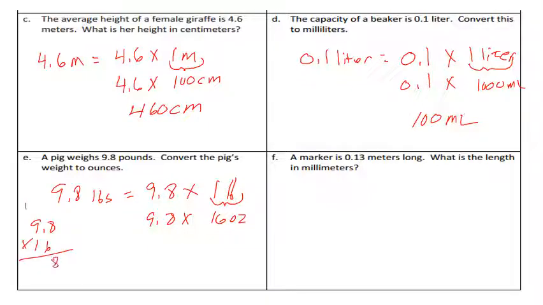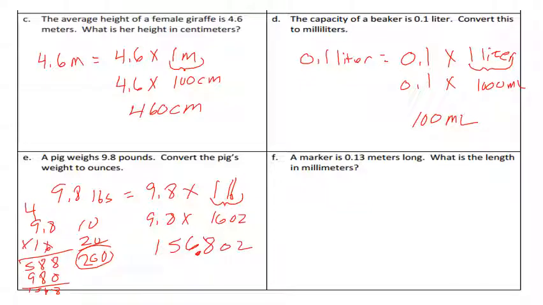6 times 8 is 48. 9 times 6 is 54, and 4 would be 58. Place a placeholder. 1 times 8 is 8. 1 times 9 is 9. And we have 8, 16, and 15. So we're looking at 1,568. But now if I do my estimation, 9.8 is closer to 10, and 16 is closer to 20. So I can see that 200 would be my estimate. So the reasonable answer would be 156.8 ounces.